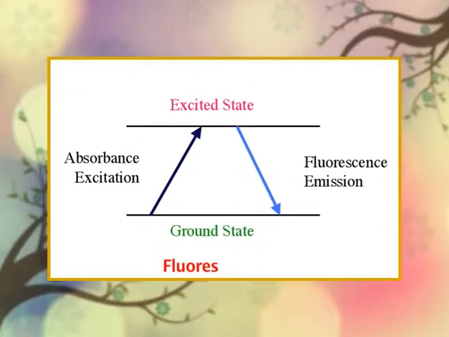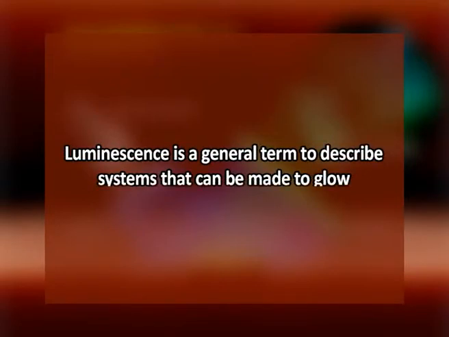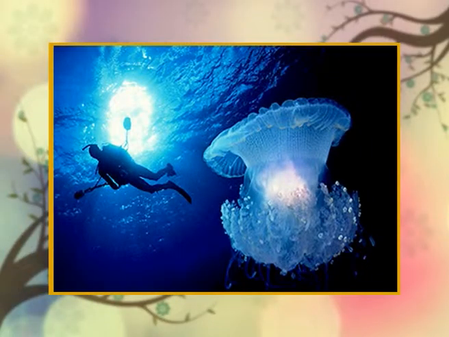Fluorescence spectroscopy is the phenomenon whereby a molecule, after absorbing radiation, emits radiation of a longer wavelength. The phenomenon of luminescence was first studied by Stokes in about 1852. Luminescence is a general term to describe systems that can be made to glow. Such systems can be classified according to the glow producing mechanism. The two major divisions of present day analytical importance are fluorescence and phosphorescence.